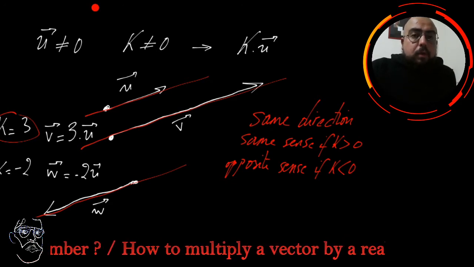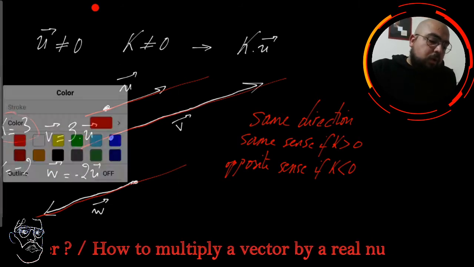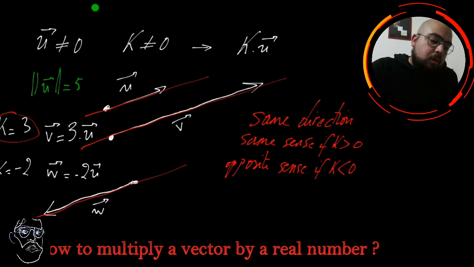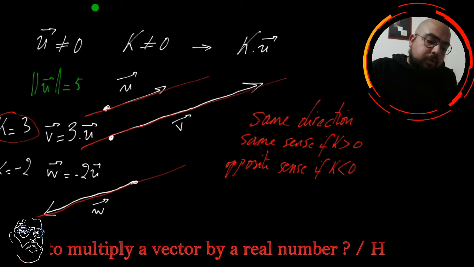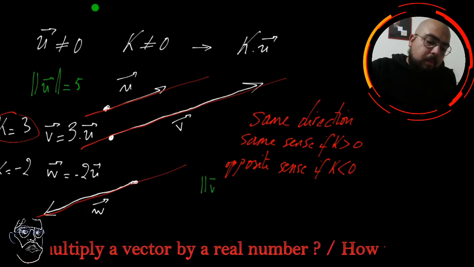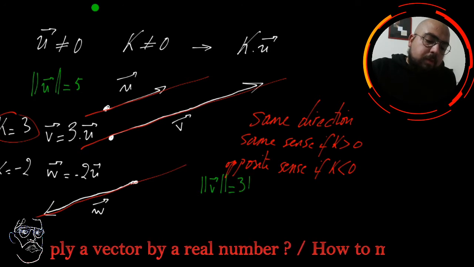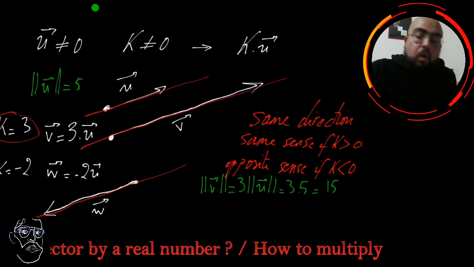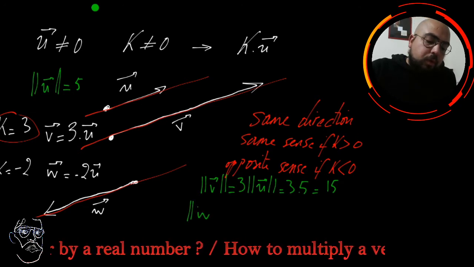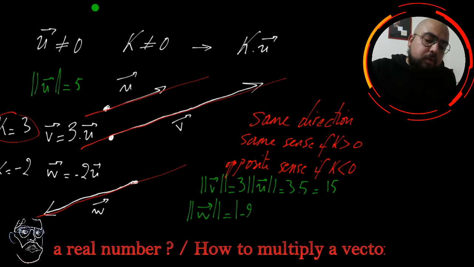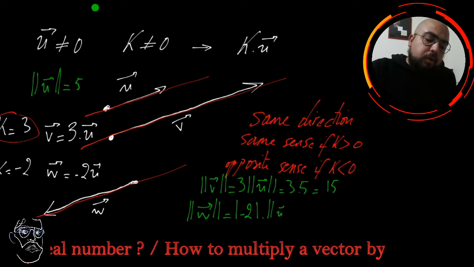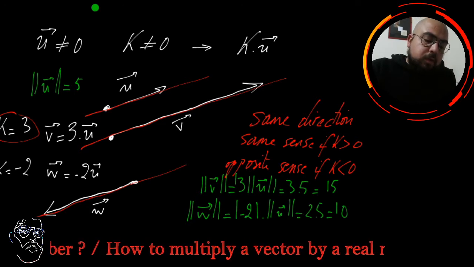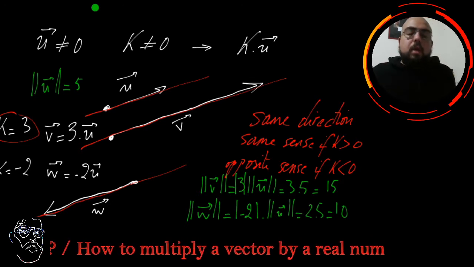Alright, what about the magnitude or the value? Let's say the magnitude of u is equal to 5. So the magnitude of v will be equal to 3 times the magnitude of u, so it will be equal to 3 times 5, which is 15. Now what about the magnitude of w? The magnitude of w will be equal to the absolute value of -2 times the magnitude of u, so it will be equal to 2 times 5, which is 10. Even when k is positive, you can say that it's the absolute value of 3 times the magnitude of u.